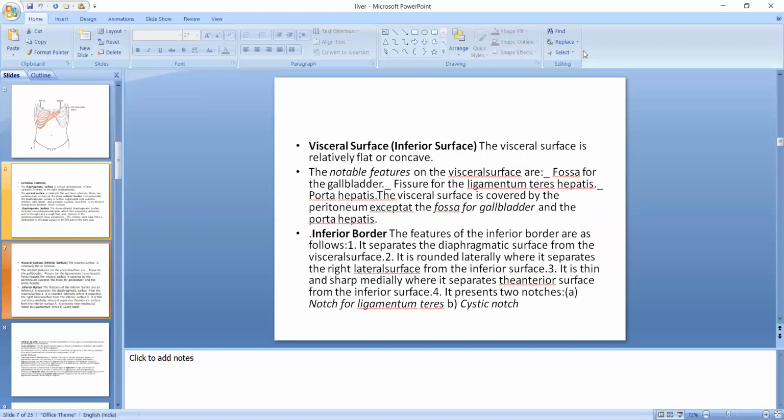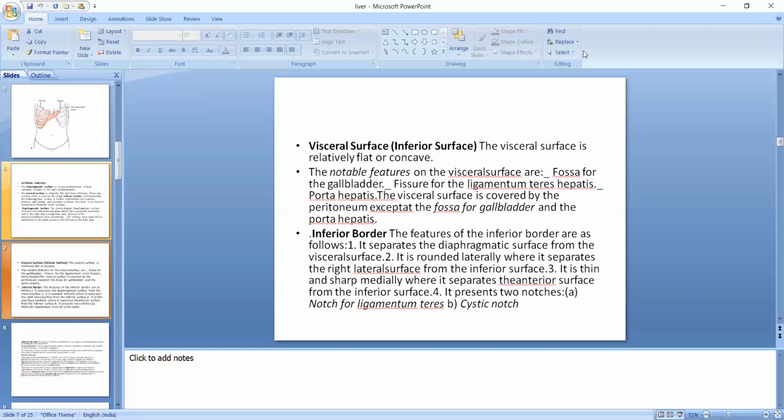The visceral surface, which we also call the inferior surface, is relatively flat and concave. The notable features on the visceral surface are the fossa for the gallbladder, the fissure for the ligamentum teres, and the porta hepatis. The visceral surface is covered by peritoneum, except at the fossa for the gallbladder and the porta hepatis.